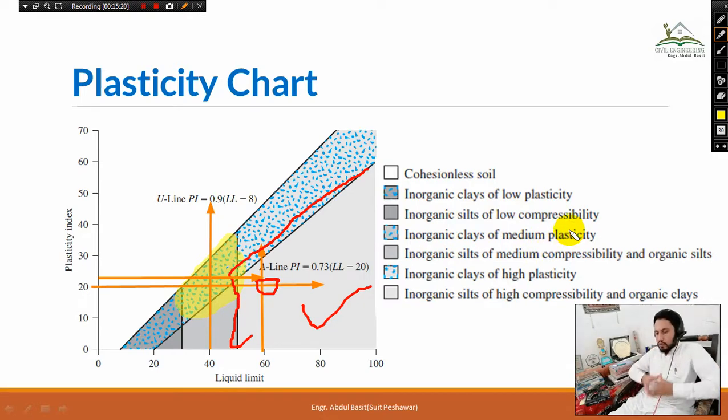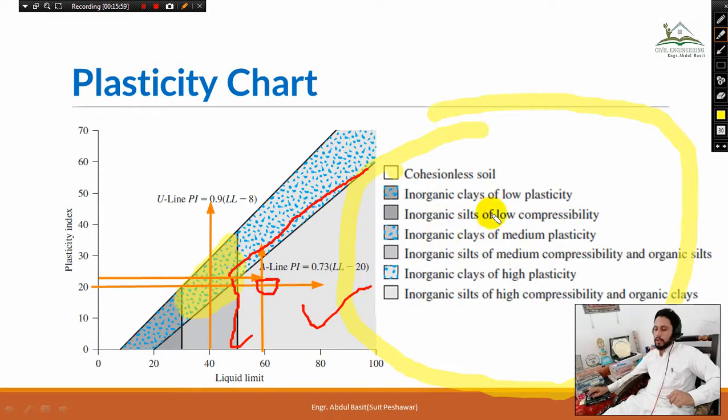So what type of soil you have, you can find out by just calculating its liquid limit and plastic limit and then plotting these values in this plasticity chart, so you will get what type of soil you have in your hand or in your laboratory. We have different types of soil, for example cohesive soil, inorganic silt of low compressibility, low plasticity, inorganic medium plasticity, and so on. These soils can be classified using this plasticity chart only, and it's simple: you need two values, liquid limit and plastic limit.